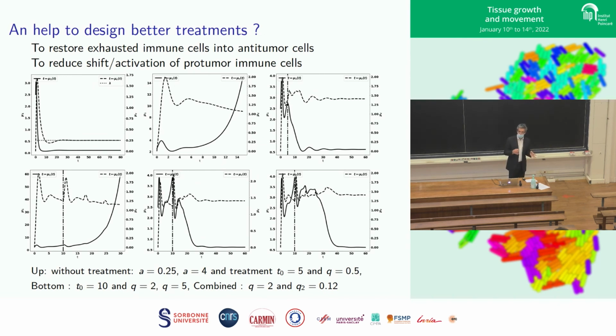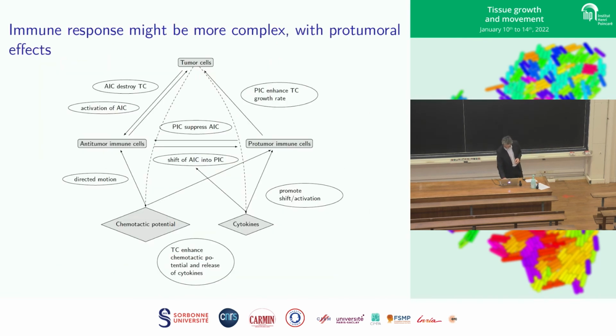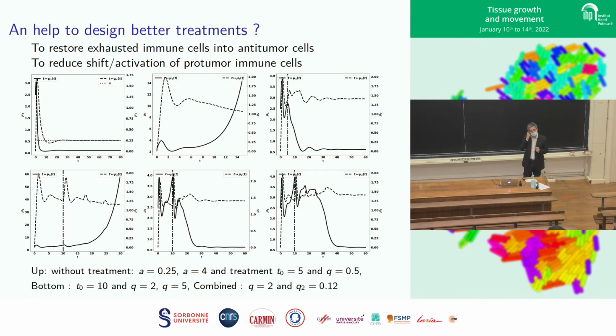Another way to design a treatment is to play with this arrow. As I told you, the pro-tumoral cells are removing anti-tumoral cells, but they do not kill these anti-tumoral cells, they just put them into a state where they are not able to fight against the tumor. This is what we call the exhausted state. And there are treatments which are able to restore the activity of the exhausted cells. So we play with these two treatments in the equation.